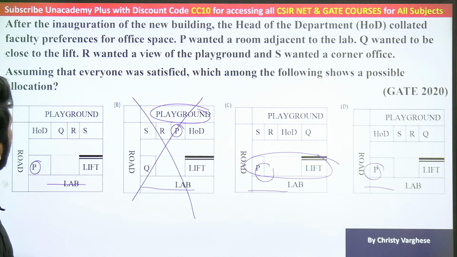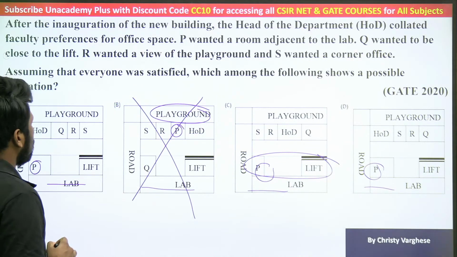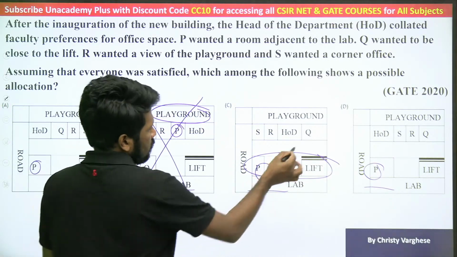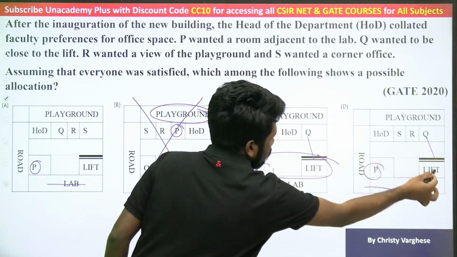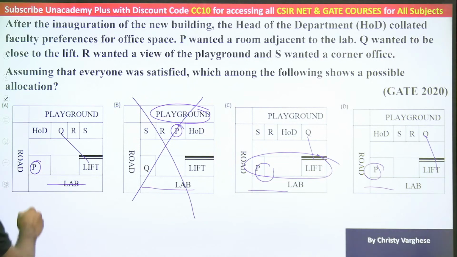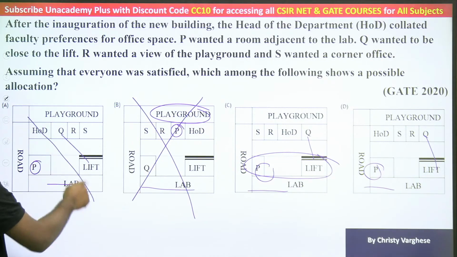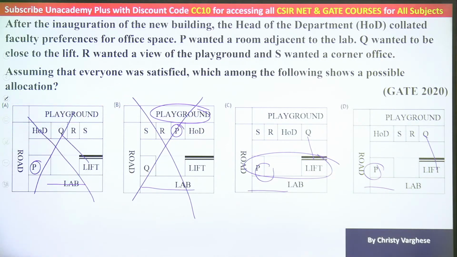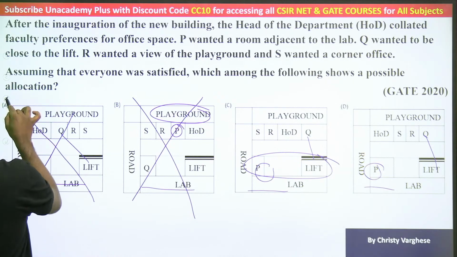Q wanted to be close to the lift. Close to the lift means the closest position to the lift is this. This is also okay, but this is not okay. This is not close to the lift. Therefore option A is wrong. Because all their preferences are satisfied. That is what the question tells in the end.